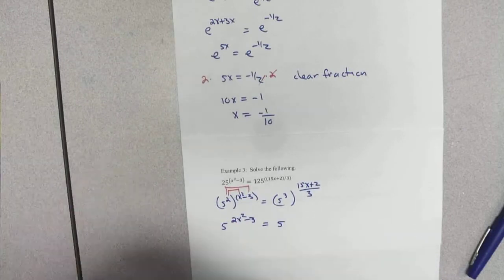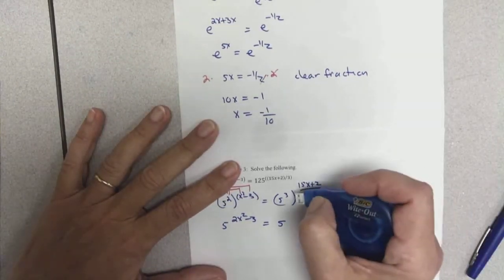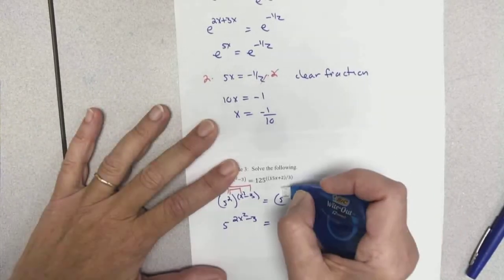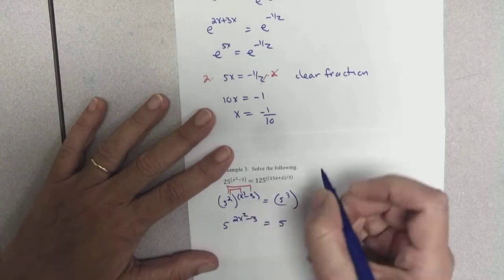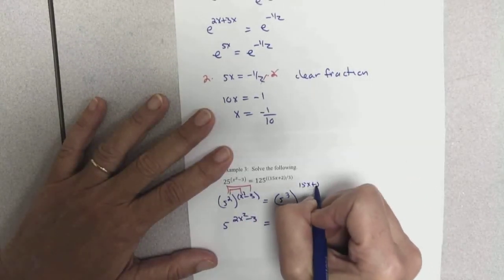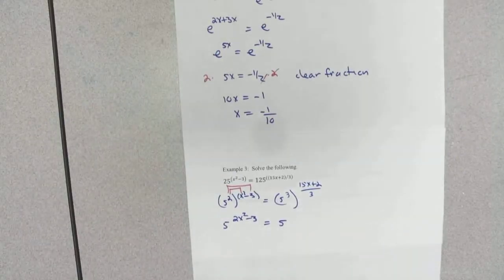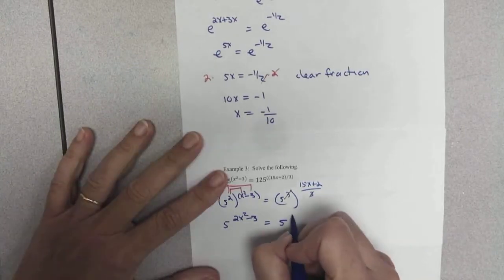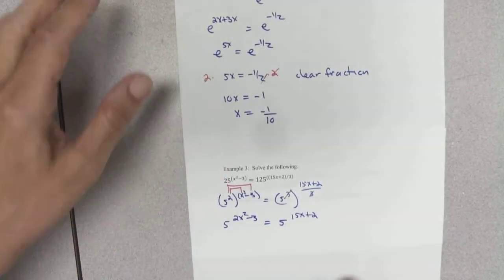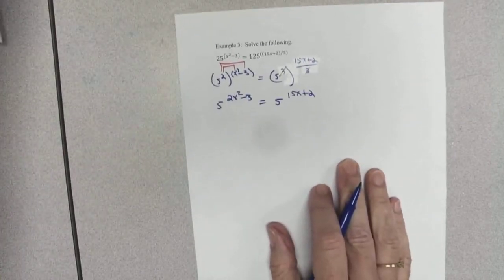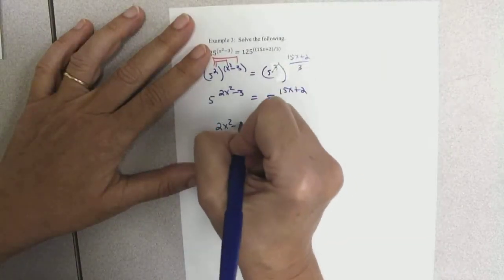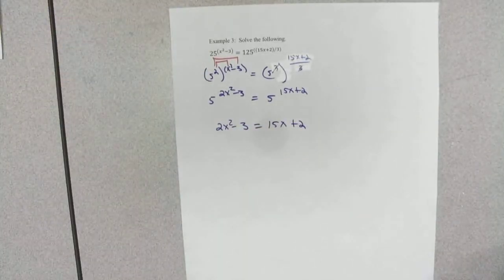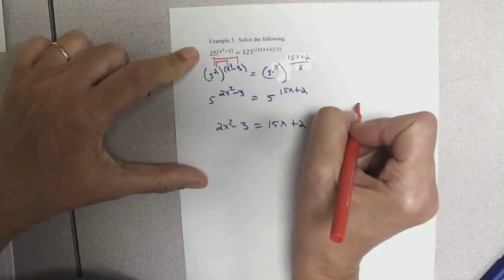And here, I'm going to write this a little bit neater so we can see it better. This exponent was 15x plus 2 over 3. When I multiply these exponents together, those 3's are going to cancel. So I have 15x plus 2. And now I have the same base on both sides, so that means the exponents must be equal. And now I finish solving appropriately.